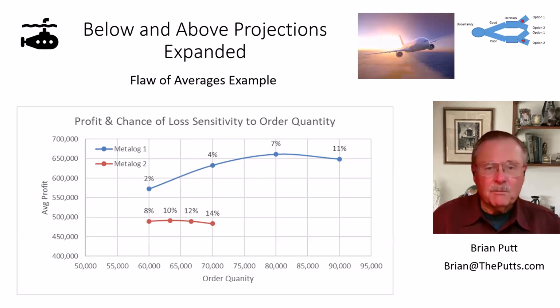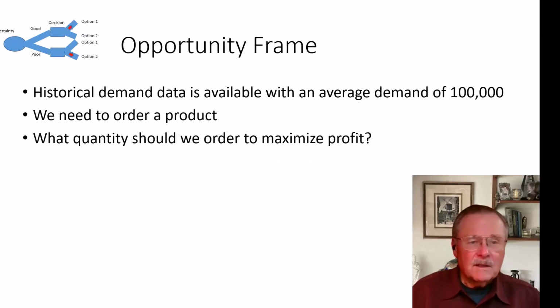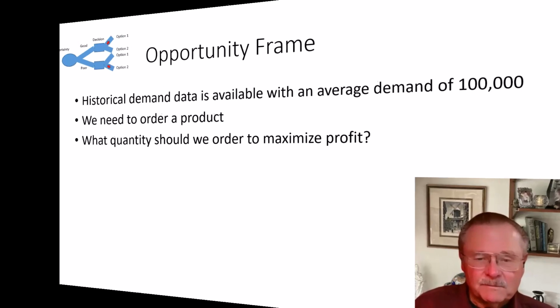Let's talk about the basic problem. We have some historical data that's available with an average demand of 100,000, and we need to order a product to meet that demand. The decision to make is, what quantity should we order to maximize that profit? It sounds pretty simple, and the first impression would be, well, we order the average demand. Well, let's see what happens when we look at the model.